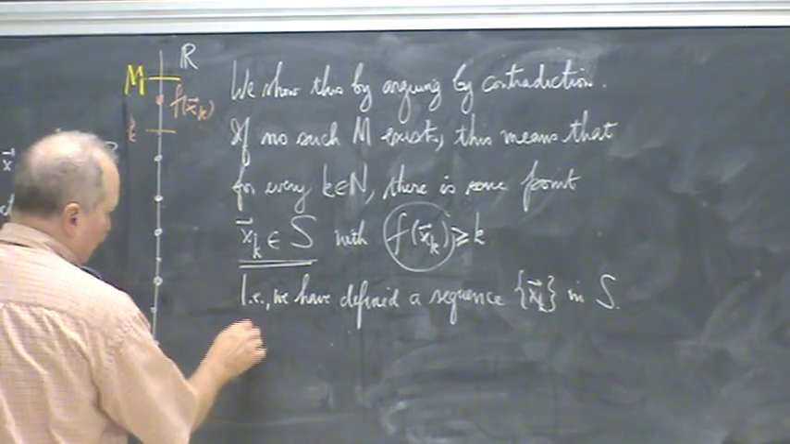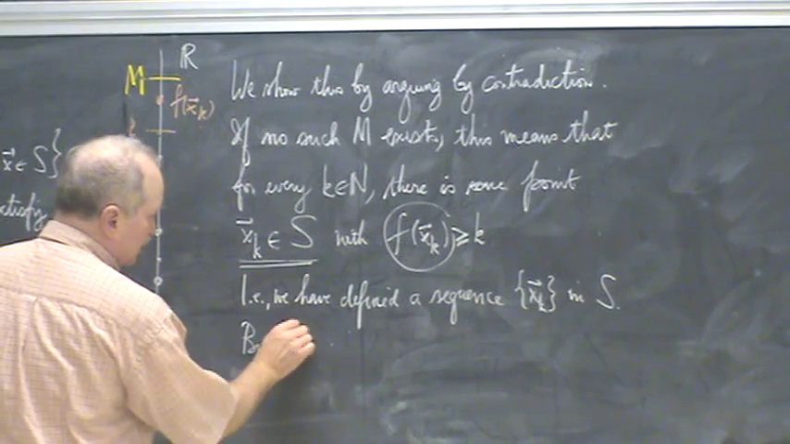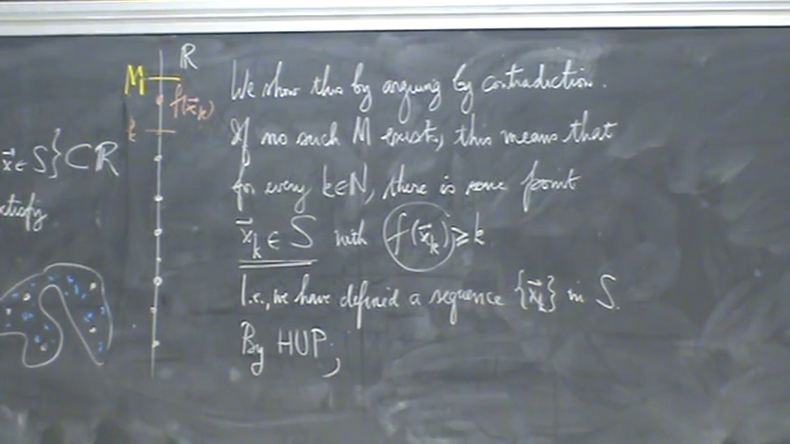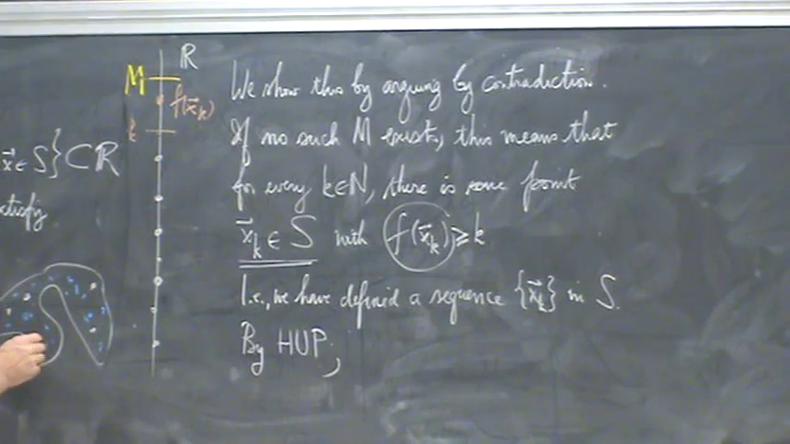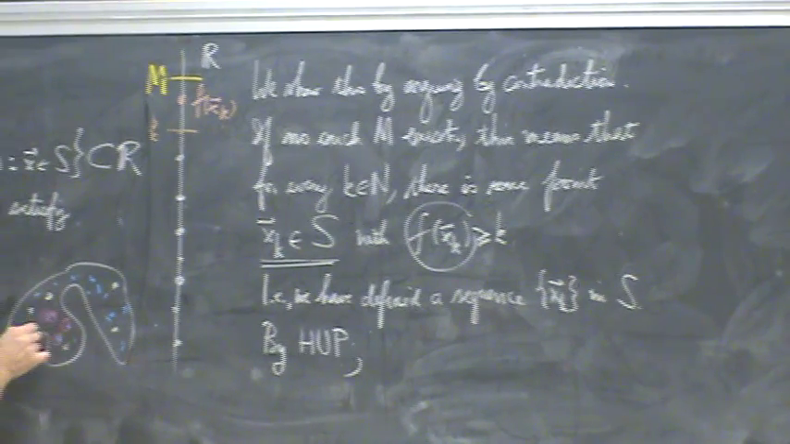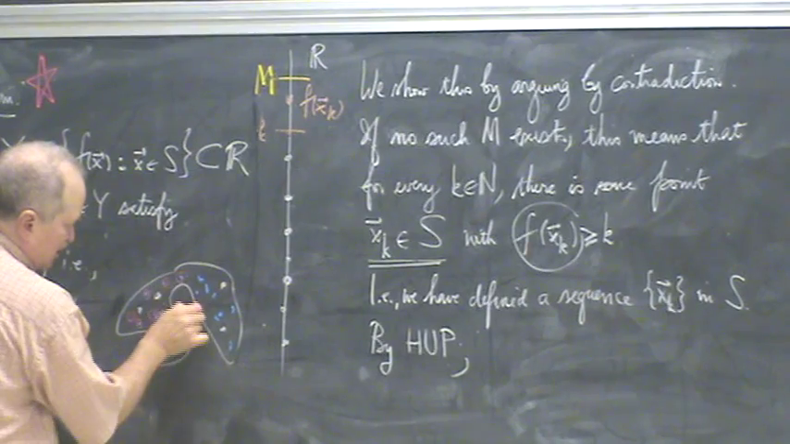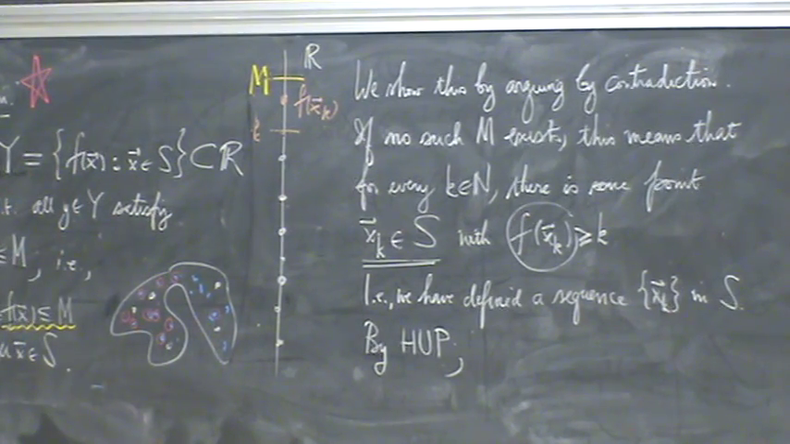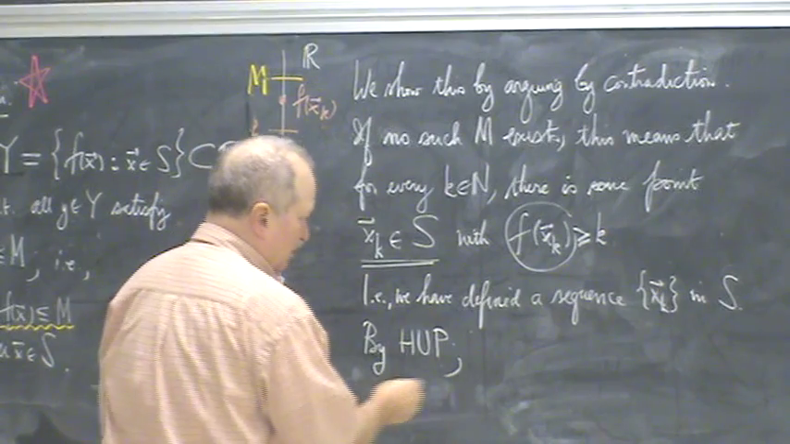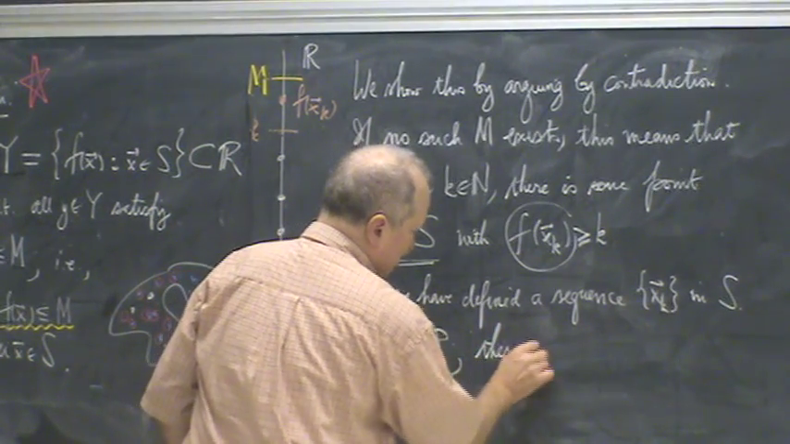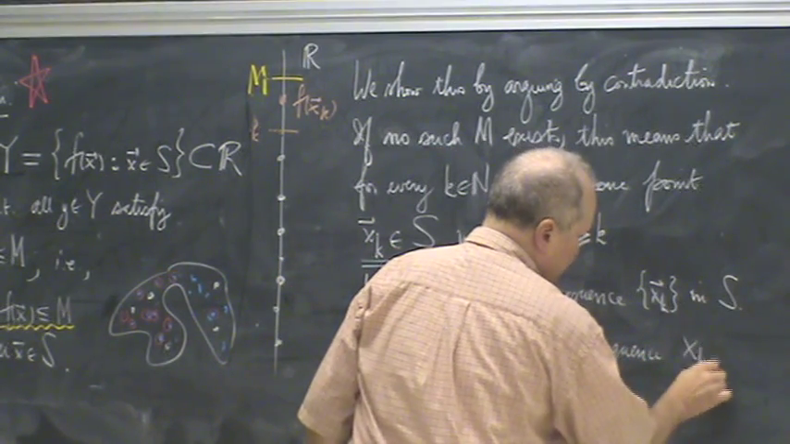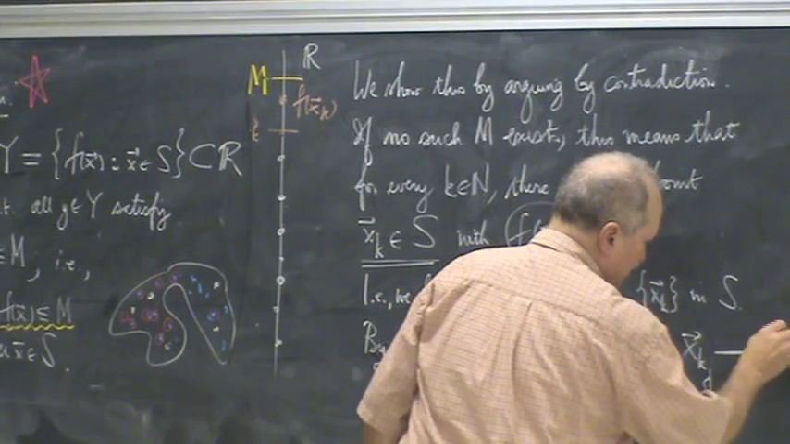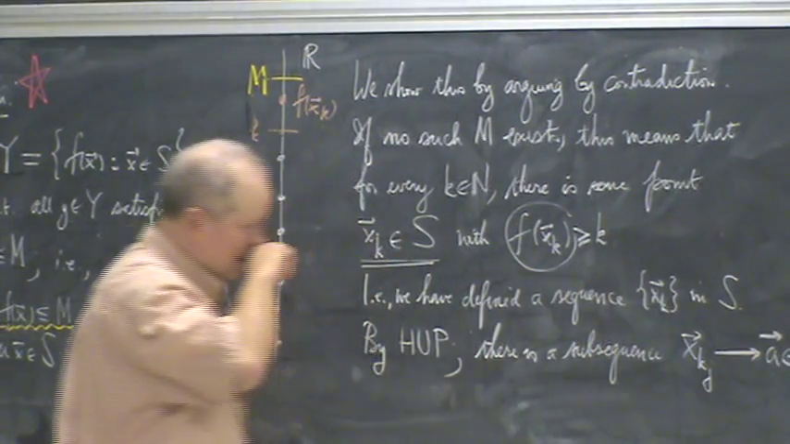Well, so by the highly useful proposition, what do we have? We don't know that sequence converges, but we do know that if we pick out certain ones of them, that subsequence is going to converge to somebody. So there is a subsequence, x sub k sub j, that converges to some point, which we said is actually a point of S.